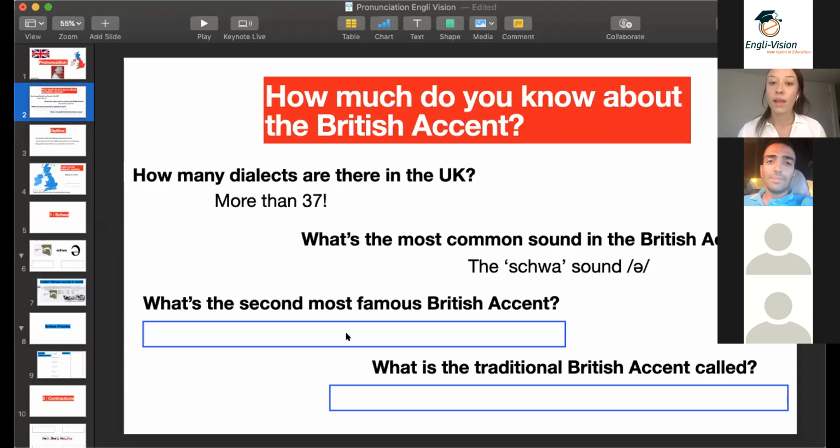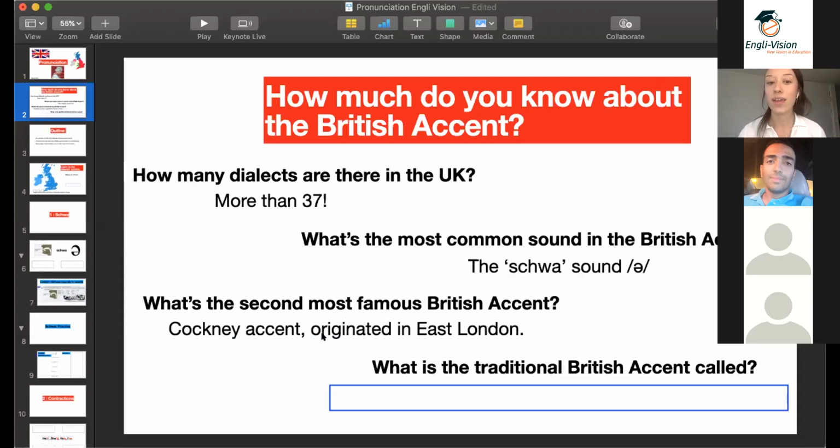Okay. What's the second most famous British accent? That would be called the Cockney accent. This is an older accent that originated in East London. It's the most common accent that you will hear drop the T. So they might say butter, water. That's an East London accent. So they drop the T's. Instead of saying butter, they say bu'er. Water, wa'er. That's an East London way, a dialect.